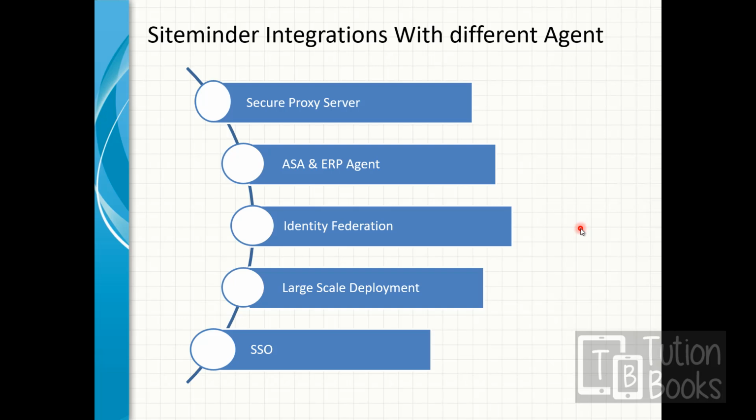In this slide we are just explaining what different types of agents are present for Siteminder, which can be integrated with Siteminder. A Siteminder agent can be a normal web agent that just sits over the web server and intercepts all the requests, or it is an ERP agent or identity federation. So all these are types of agents present for Siteminder. Here we will discuss what different types of agents we can integrate with Siteminder.